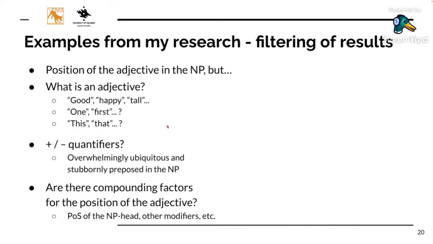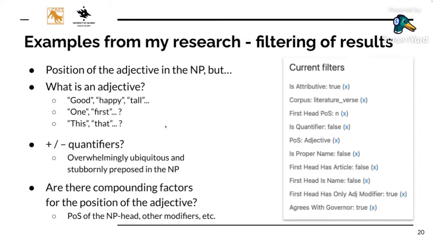And quantifiers, people mostly agree that they are adjectives, but they introduce a lot of noise in a study like mine because there are so many of them, and they are stubbornly preposed, so they like to appear before their noun, so they really skew the picture if you want to look at other adjectives. And there are a lot of compounding factors for the position of the adjective that you want to exclude, or you want to look at in isolation, in order to know what it is that is going on.